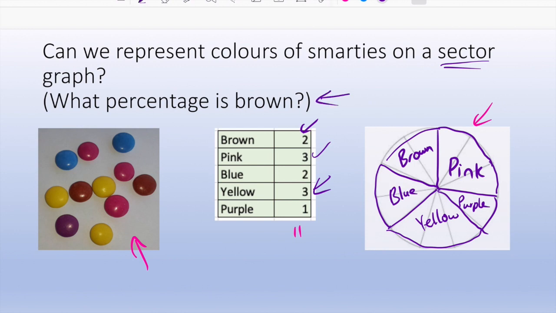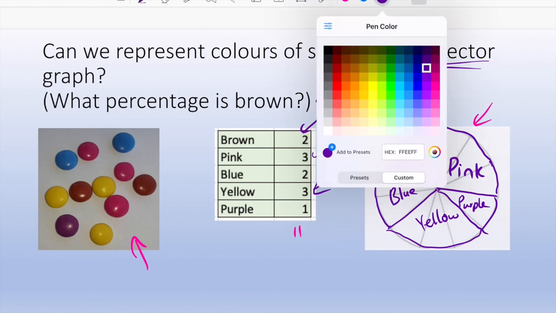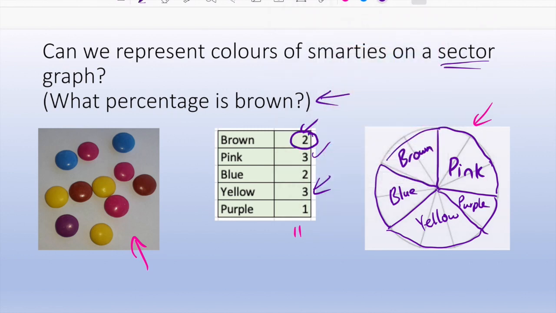And there's a question here in brackets. It says, what percentage is brown? Now, the brown one is 2 out of a total of 11 Smarties. So I'm going to go 2 out of 11, and we're going to multiply it by 100 to find that percentage. I'm going to do this right now with my calculator. 2 over 11, multiplied by 100, and I get 18.18%, and that's 2 decimal places.